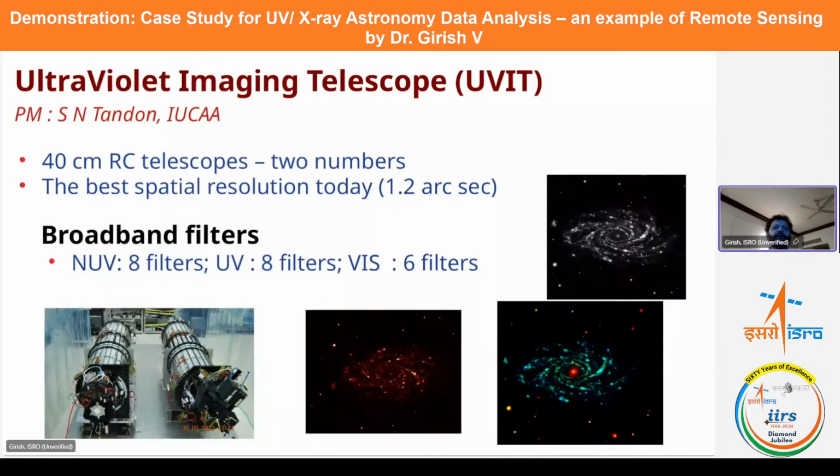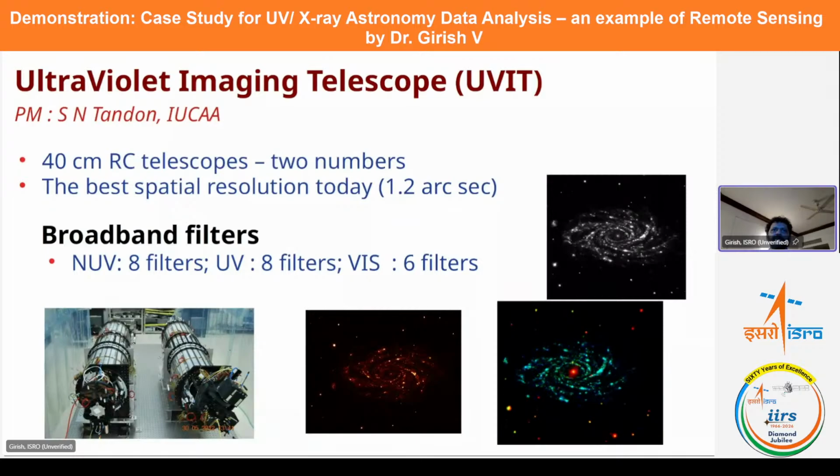Ultraviolet Imaging Telescope is a twin telescope. It has two Ritchey-Chrétien telescopes of 40 centimeters each. As of today, in the whole world, it has the best spatial resolution of 1.2 arc seconds. It has a total of 8 filters in NUV, 8 filters in FUV, and the visible has 6 filters.